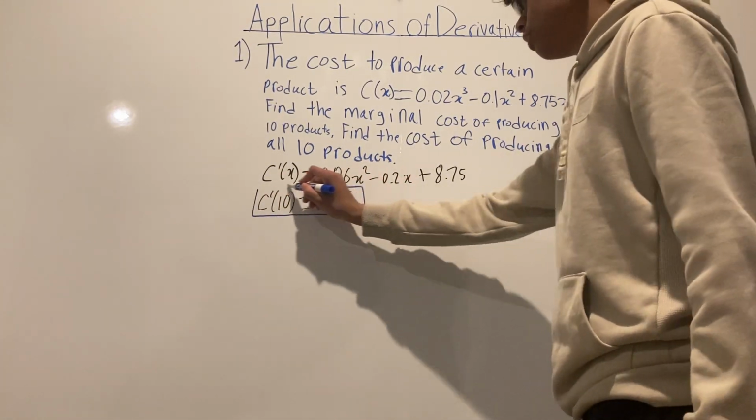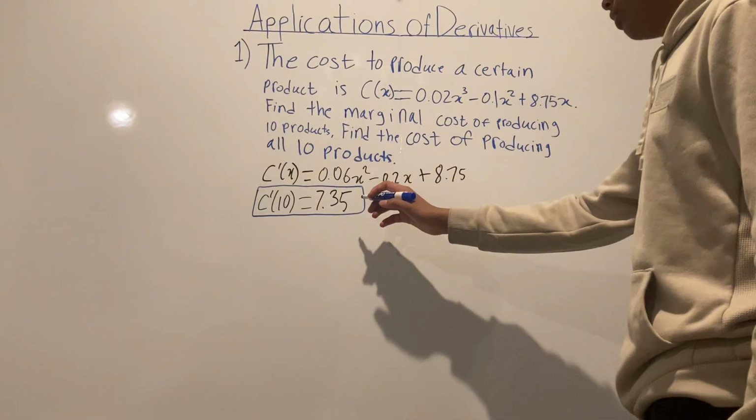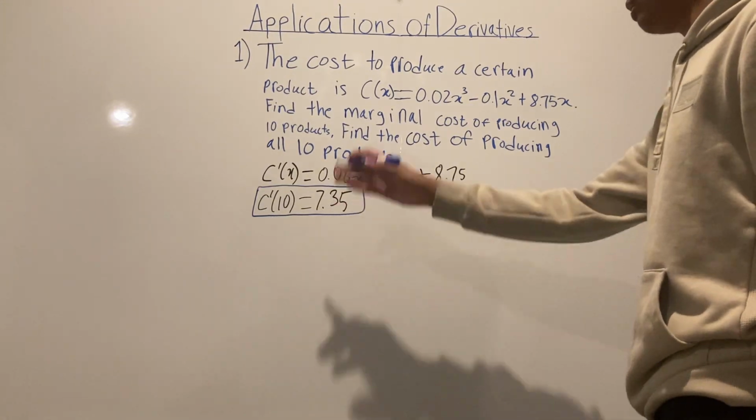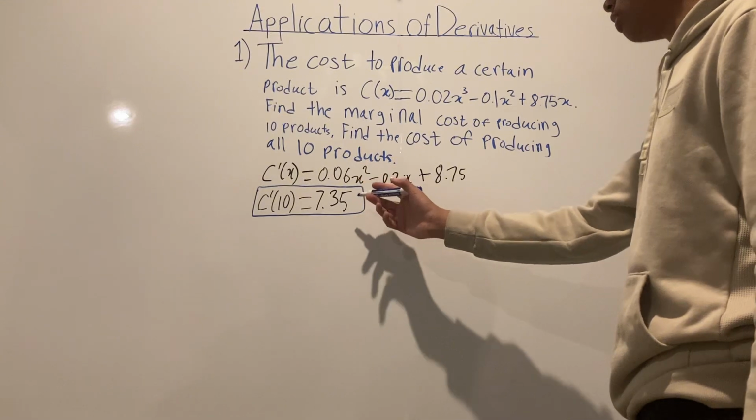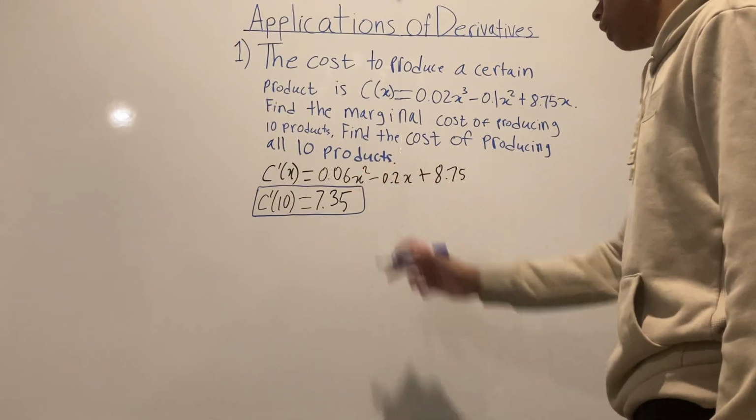So this is the marginal cost at 10 units, which means that this is the additional cost that you're going to have to use to produce the next product, which is the 11th one. So this basically gives you the cost to produce the next additional product.